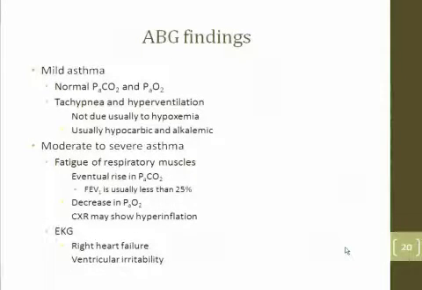ABG findings for mild asthma: you have normal PCO2s and PaO2s a lot of times. You do notice that the person has tachypnea and hyperventilation, not usually due to hypoxemia in this early stage, but usually hypocarbic and slightly alkalemic. If the person worsens and develops fatigue, you'll get an eventual rise in CO2, and the FEV1 is usually less than 25% at that point, and you start seeing a significant decrease in your PaO2. Chest X-ray shows hyperinflation, and then EKG starts showing right ventricular strain patterns, right heart failure, and ventricular irritability. You see a lot more PVCs.